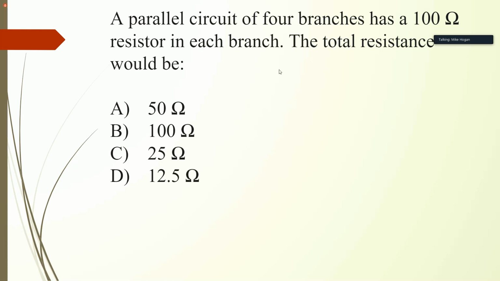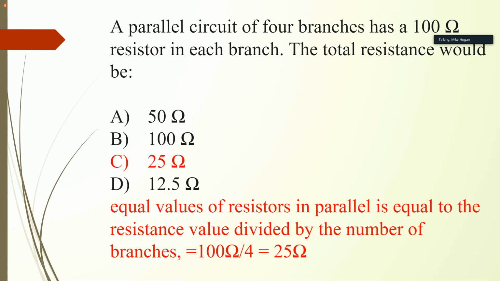A parallel circuit of 4 branches has a 100 ohm resistor in each branch. The total resistance would be C, right? That's the shortcut. That's the one where I've got equal value of resistors, and I just divide it by the number of resistors that I have. And so 100 divided by 4 gives me my answer of C, 25 ohms. Very good.